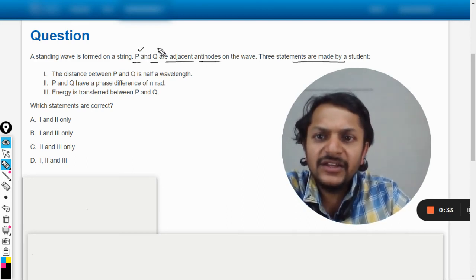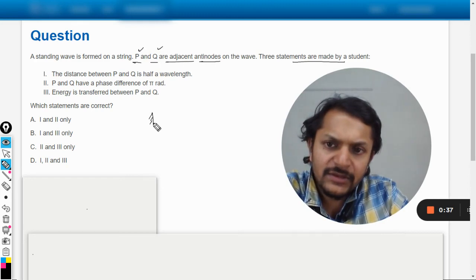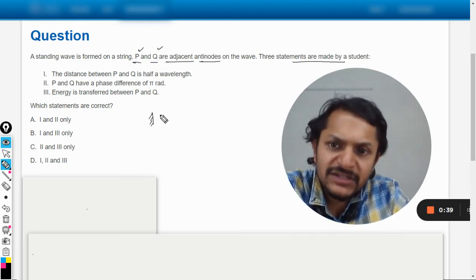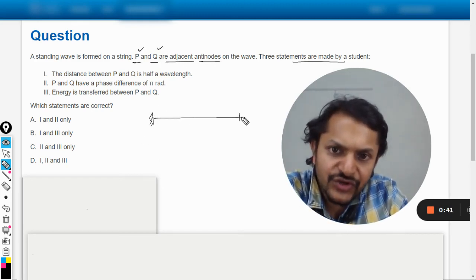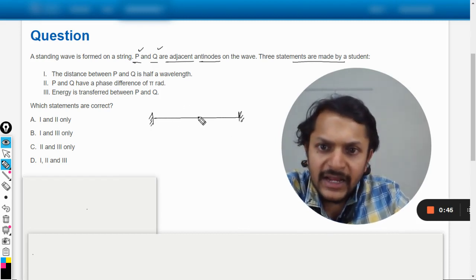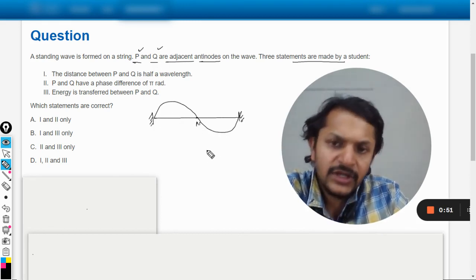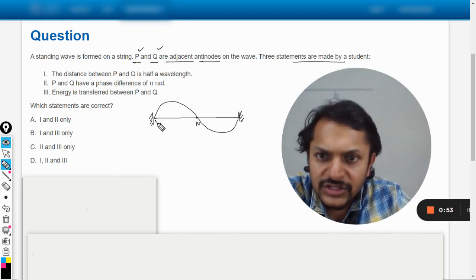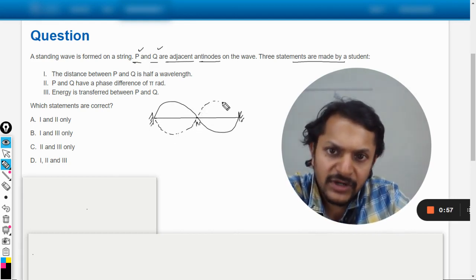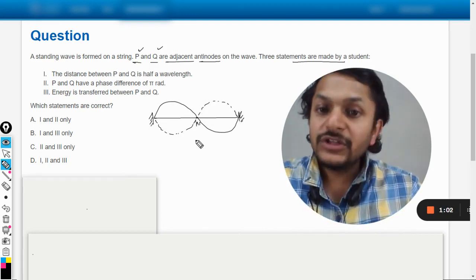Like P is an antinode and Q is an antinode. So, one of the permissible cases will be like there is a string which is fixed at both ends, and there is a node at the center also. So there is this antinode and there is this antinode. It's like this. Okay, so this will become the other wave, like the other time period, and this will become the other half. Okay, so this is how the standing wave is created.